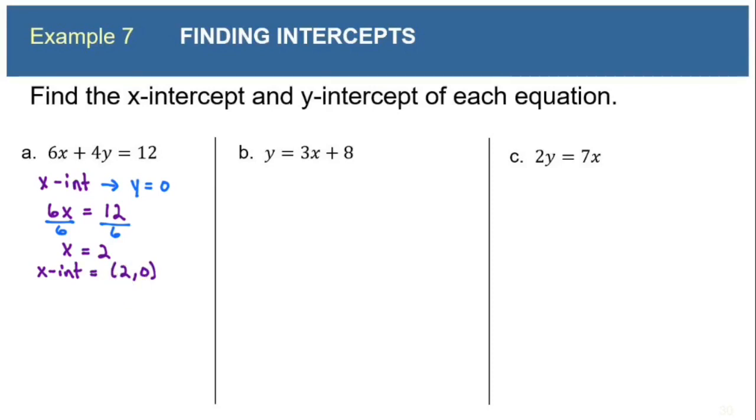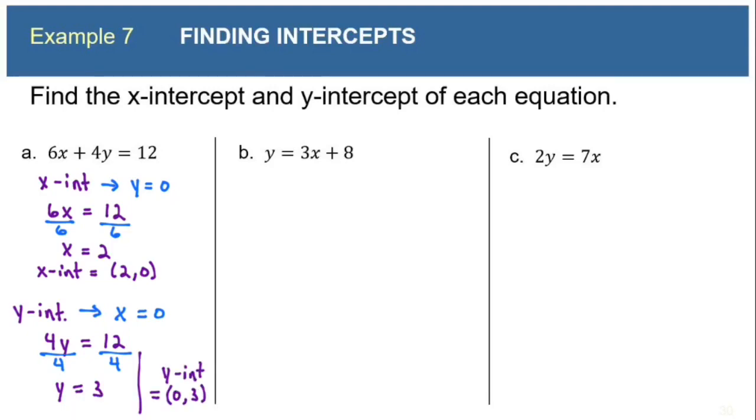Okay, now let's do the y-intercept. So we know that for the y-intercept, we plug in x equals 0. So back up here to the original equation, if we plug in x equals 0, this x term will disappear because 6 times 0 is 0. And then all that's left will be 4y equals 12. So now to solve this, divide both sides by 4, and that will give us y equals 3. And so now if the x is 0 and the y is 3, the y-intercept is at 0, 3.